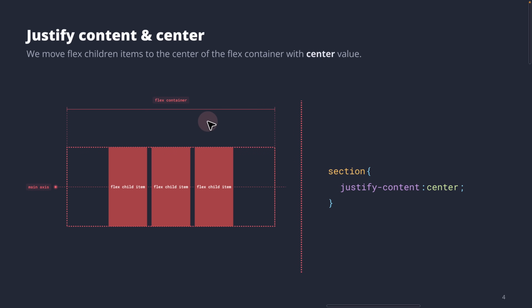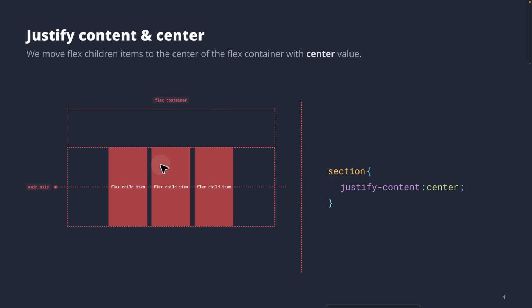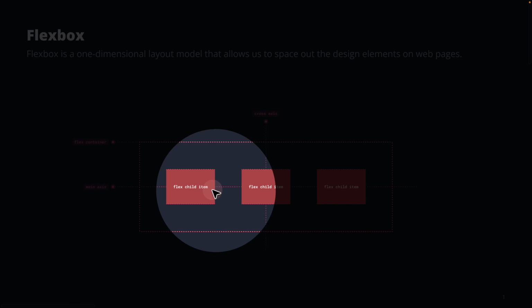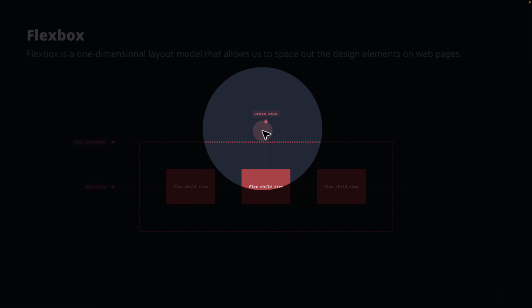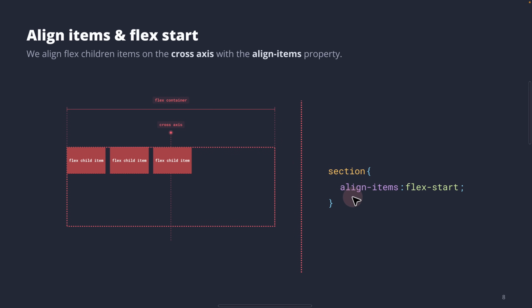So if I go back to one of our slides, here you see justify-content only works on the main axis. When you have flex items, you have two axes, one which is the cross axis and the other one is the main axis. So if you decide to center align something on the cross axis, you have to use another property, and that property is align-items.